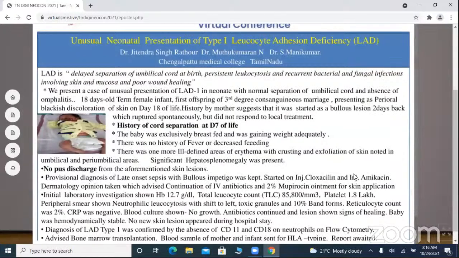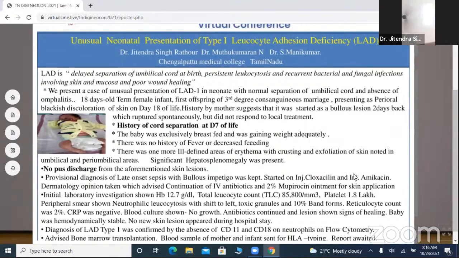History given by the mother suggests that it started as a bullous lesion 2 days back and ruptured spontaneously. They showed it to a local practitioner but did not respond to the treatment given. We got a history of cord separation at day 7 of life. The baby was exclusively breastfed since day 1 and was gaining weight adequately. In spite of such a severe lesion, the baby was gaining weight adequately. There was no history of fever or decreased feeding at any point of time.